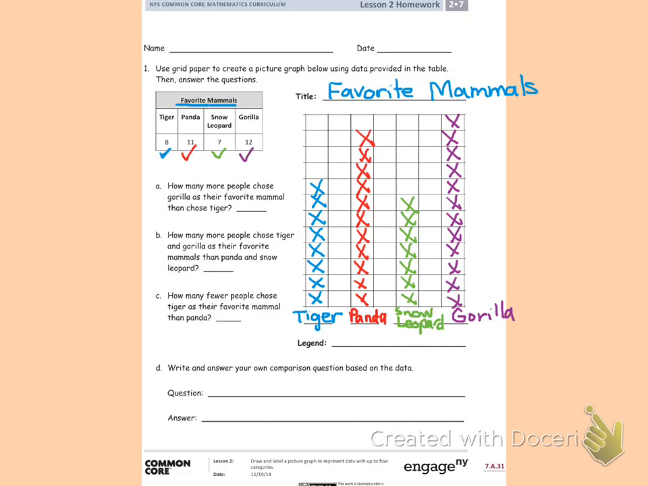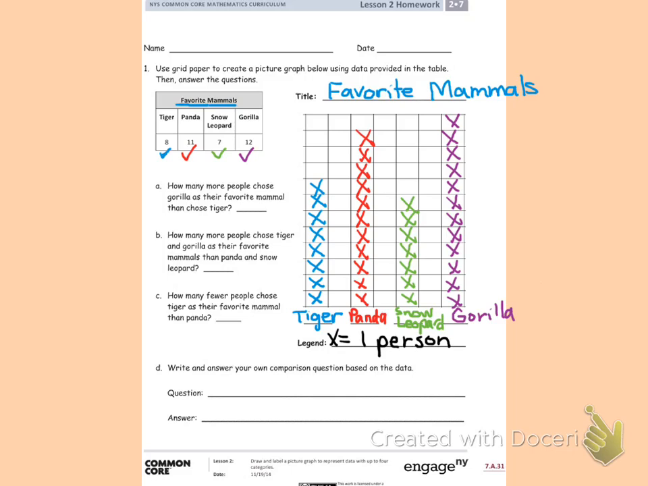Now I need to include a legend. A legend tells what the X's mean. So I will go ahead and write X equals 1 person. I chose to use black so that there would be no connection with the color, because no matter what the color is, an X is the same as 1 person.